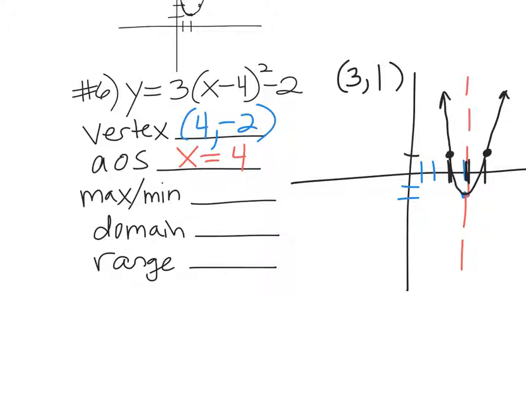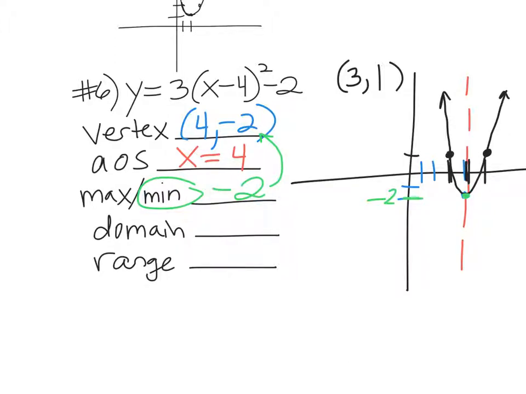All right, now let's answer the rest of them. Does this parabola have a maximum or a minimum? Has a minimum, okay? And that minimum value, how low does it go? It goes down to -2. And guess what that is? The y value of the vertex. That's as low as it goes.